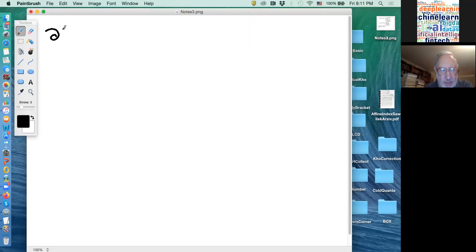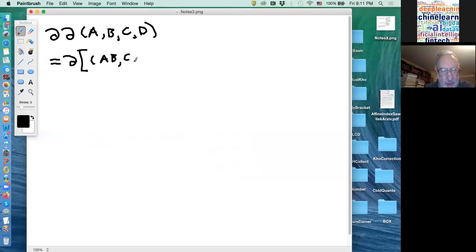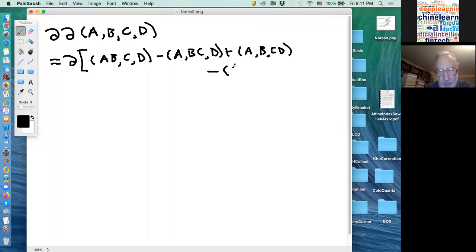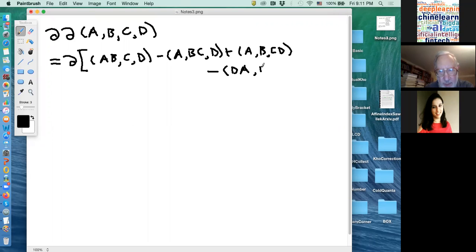So we want to take the boundary of A, B, C, and D. So let me go ahead and do it. I get the boundary of, and I'll do this all over again, sorry, quickly though: ABCD, minus ABCD, plus ABCD, minus DABC. Okay, and now I want to take the boundary of that again. I'll use the same rule, of course.